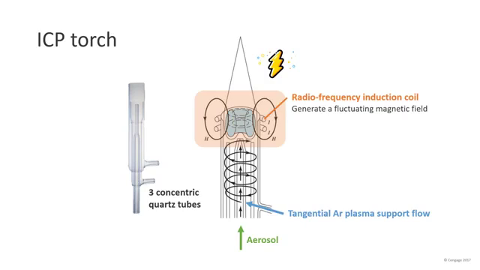When the resulting ions and electrons flow through this region, they interact with the fluctuating magnetic field. This interaction causes the ions and the electrons within the coil to flow in closed annular paths as shown here. The resistance of the ions and electrons to this flow of charge causes ohmic heating of the plasma. So this is how ICP works.